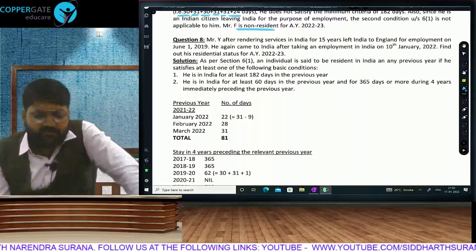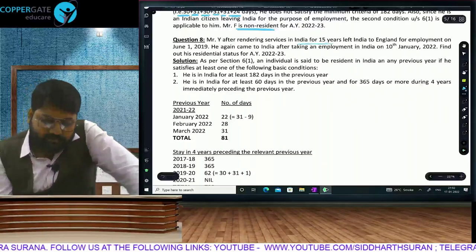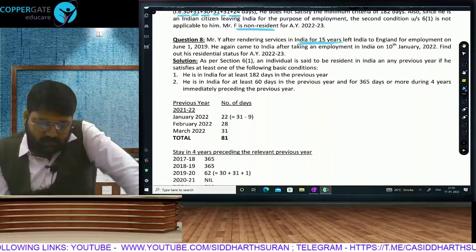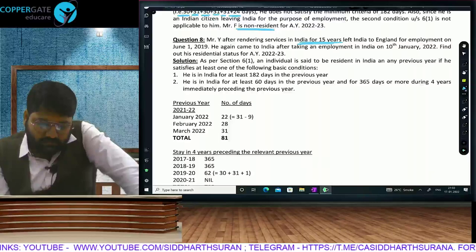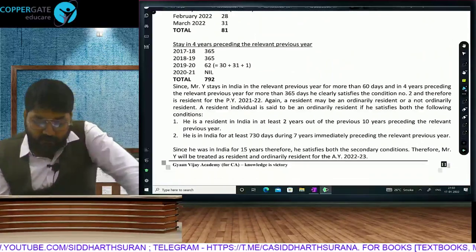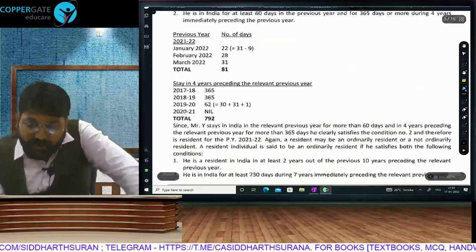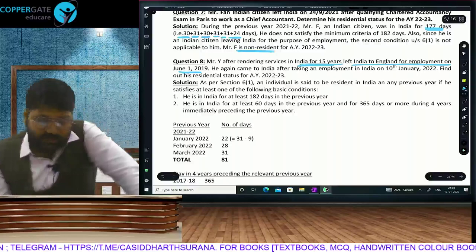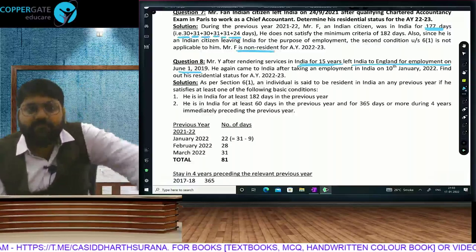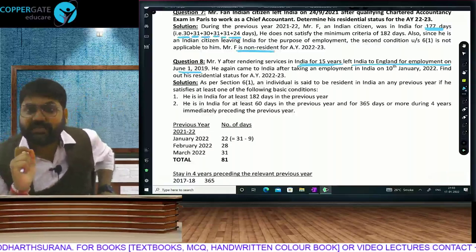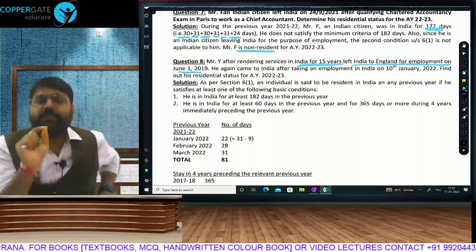Mr. Y, after serving in India for 15 years, left India for employment on 1st of June 2019. He again came to India after taking an employment in India on 10th of January 2022. Now, his residential status for the assessment year could fall where? If you focus carefully, you realize that initially the question is telling you he has left India for the purpose of employment. The moment you read this, one thing will come to your mind, which you have been very smartly answering: that 63-65 is not applicable. But your institute has played a game with you.